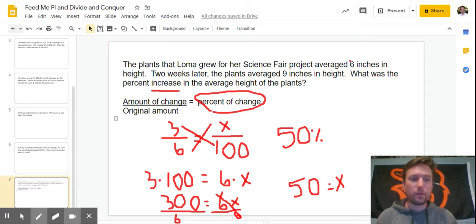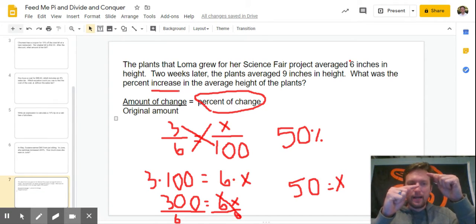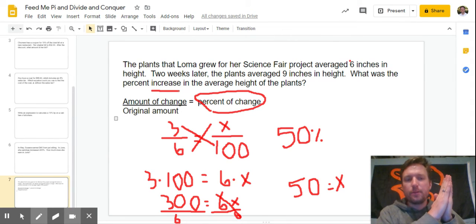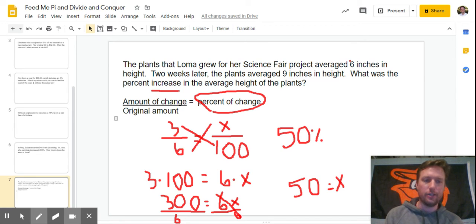Now, you can also have a percent of change going down. If my plants started at 9 inches and then drooped over so they're only 6 inches tall, that would be a percent decrease. So today, as you're working on your independent practice, you're going to be working through problems that are dealing with percent of increase and percent decrease of change.